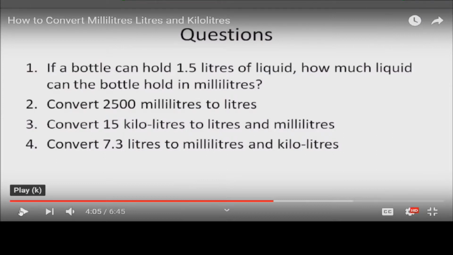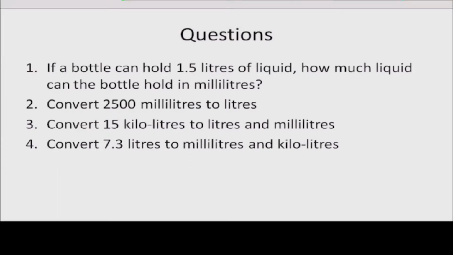Well remembered. Number 2, convert 2,500 milliliters to liters. And number 3, convert 15 kiloliters to liters and milliliters. And number 4, convert 7.3 liters to milliliters and kiloliters.